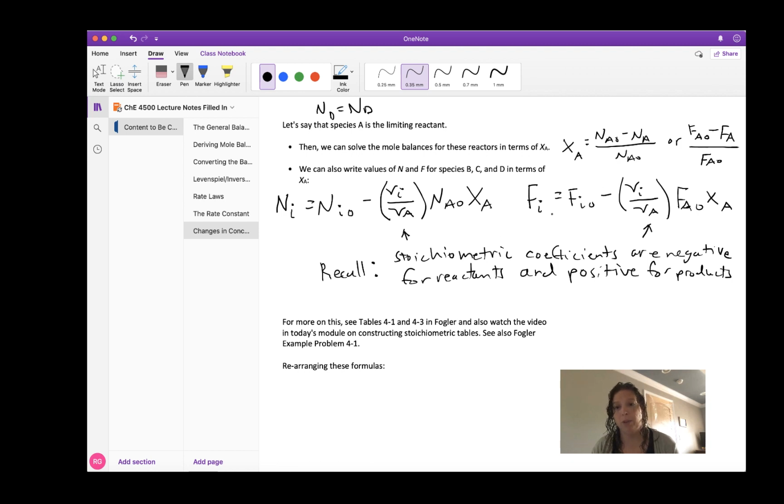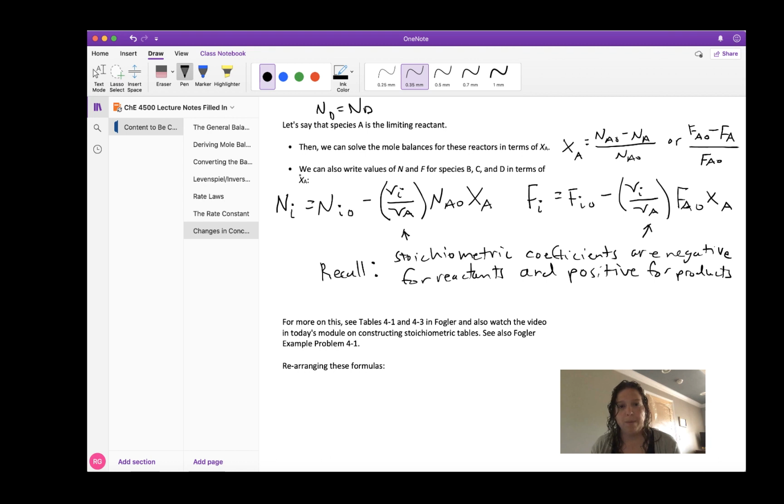So this is how we account for the molar amount and the molar flow rate of different species. For example, if we were looking at a flow reactor and we wanted to look at species B, then what we would say is F_B is equal to F_B0 minus the stoichiometric coefficient of B over the stoichiometric coefficient of A. So that would be negative lowercase b divided by negative lowercase a, times the initial flow rate of A times the conversion of A. And that's how we would account for the molar flow rate of B across the reactor.